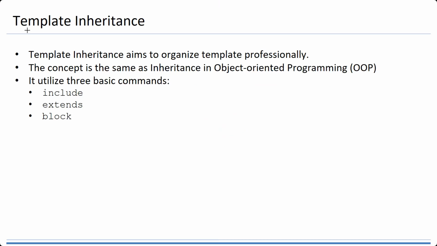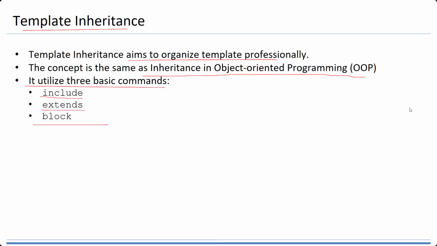We call it template inheritance. This template inheritance aims to organize the template professionally. The concept is the same as inheritance in OOP. If you know object-oriented programming, if you learn Python with object-oriented programming, then you can understand this easily. But it is a little bit different in that this is more about HTML. It utilizes three basic commands: include, extend, and block.